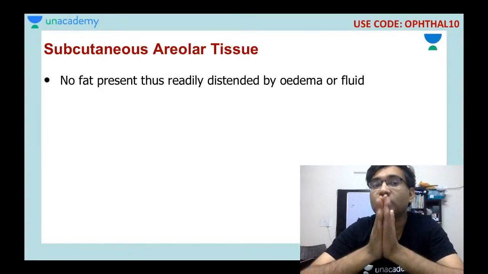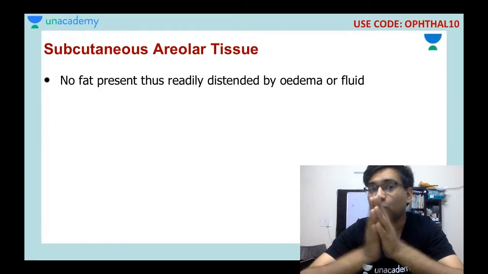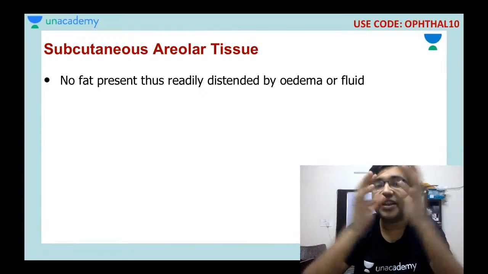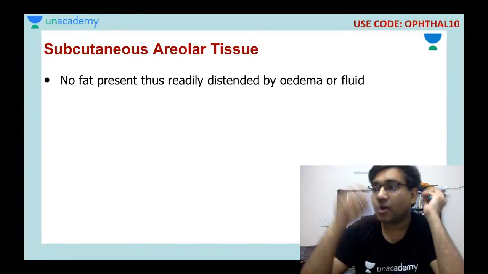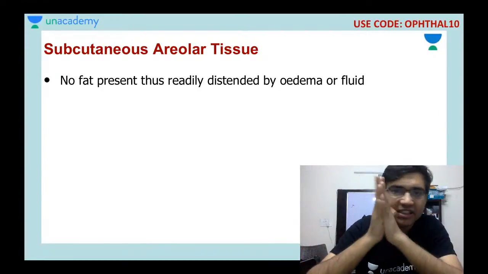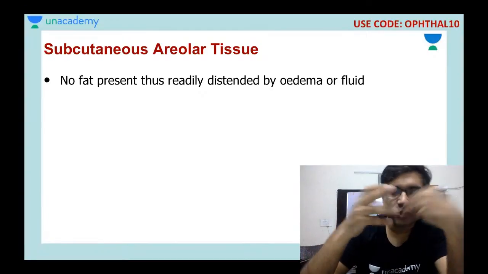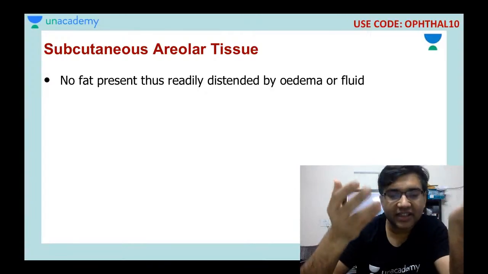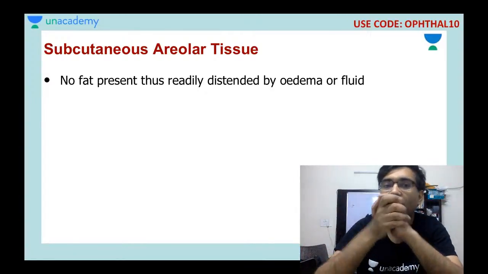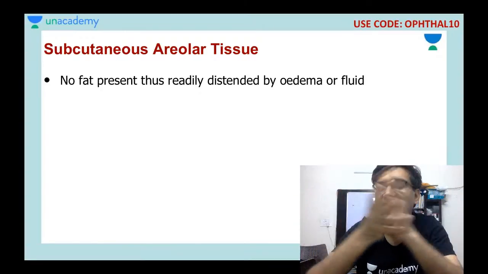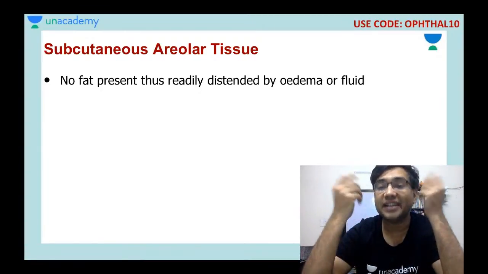The second tissue is the subcutaneous areolar tissue. Remember, there is no fat there, so it is very easily distended by edema or fluid. Now what it means: let's say you have an allergy in the eye, or you are suffering from chronic renal failure, or a patient has had trauma. So initially, very early in the pathogenesis of the disease, you can have a lid edema.